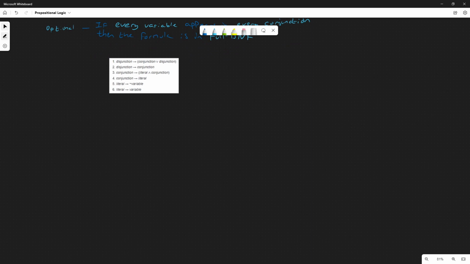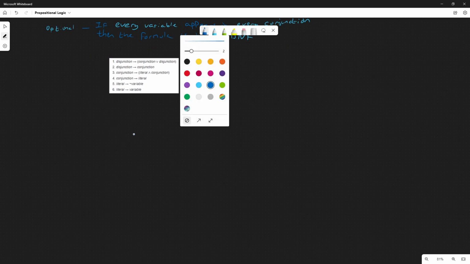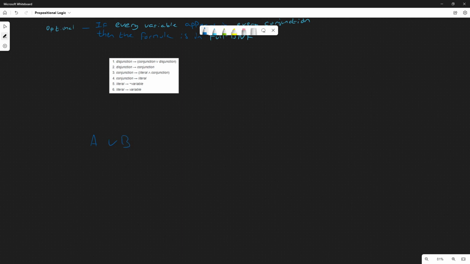Say we have A or B. This is in disjunctive normal form. It is not in full disjunctive normal form, because you do not have a conjunction on this A, and you don't have a conjunction on this B. Full disjunctive normal form must always take the form of a bunch of conjunctions for every single variable with a bunch of disjunctions connecting them.